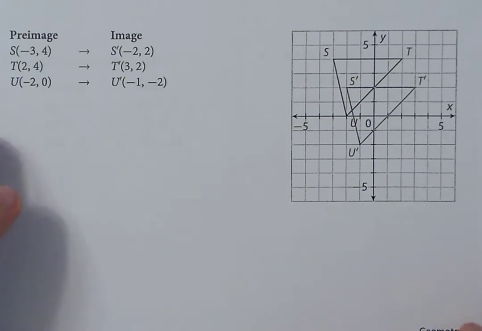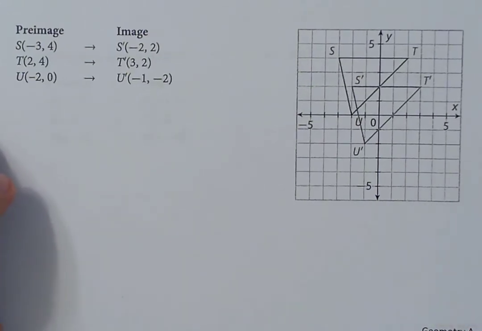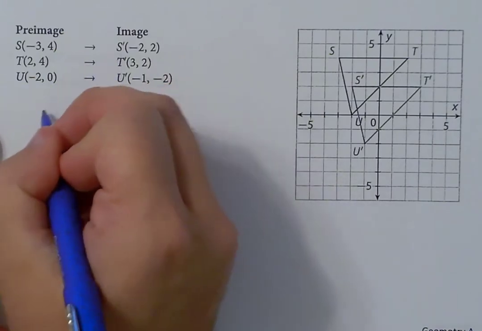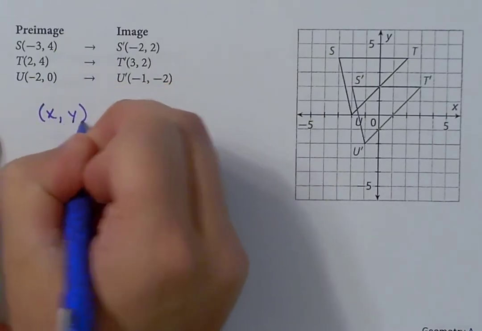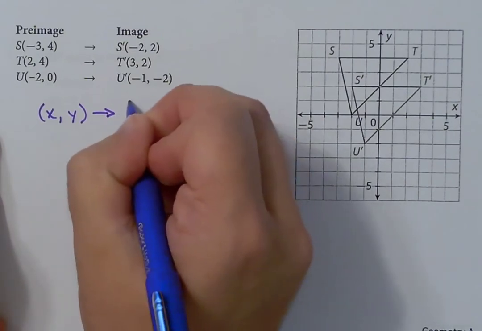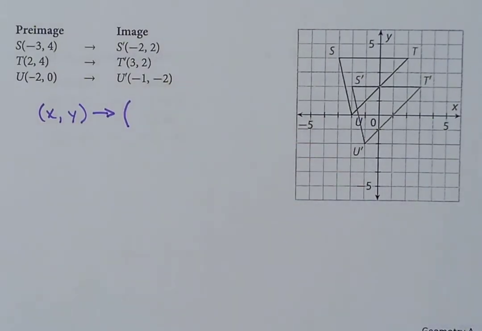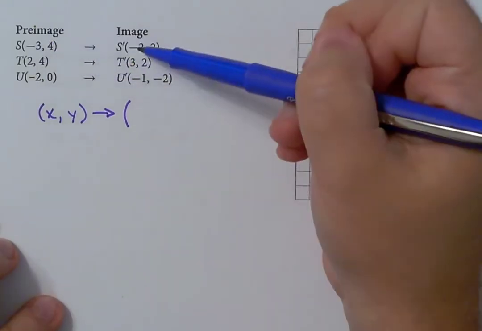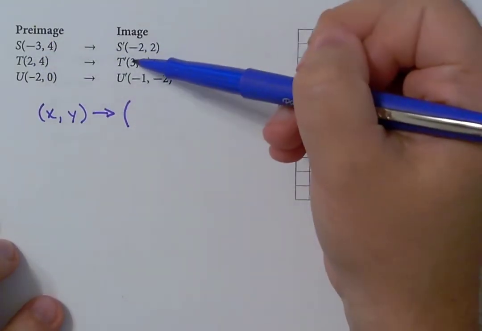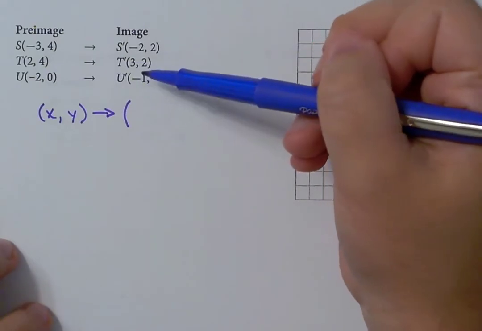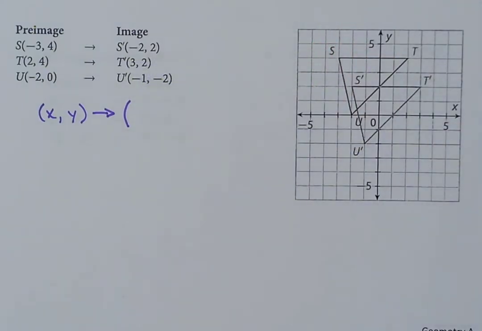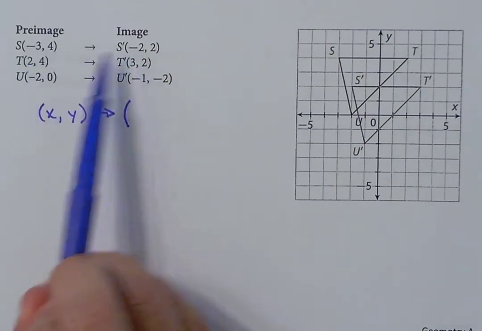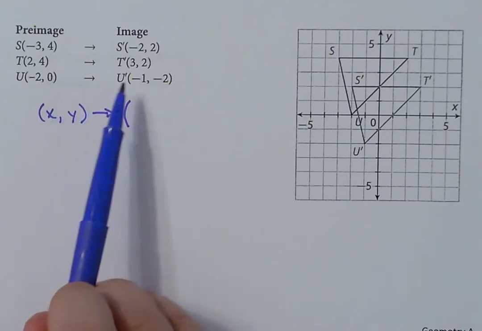Now, again, the first thing we need to do is go through and figure out the coordinate notation rule. So it's going to be x comma y goes to, and then that is our goal. So let's take a look at the x's first. Let's try to go through and identify the pattern. So we're going from -3 to -2, from 2 to 3, and then -2 to -1. So ask yourself, what can I add, subtract, multiply, or divide to get me from -3 to -2, 2 to 3, -2 to -1.